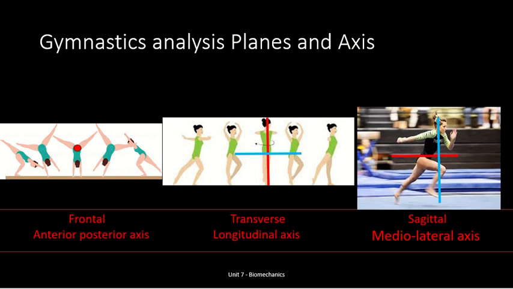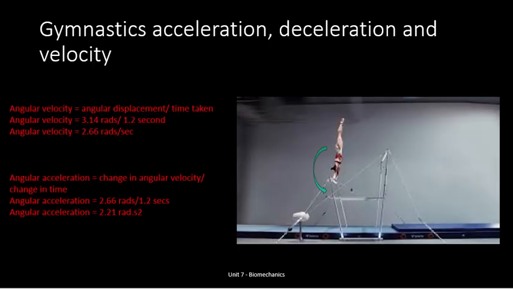And then moving on to acceleration, deceleration, and velocity. So the angular velocity in this example of the uneven bars, where the athlete is rotating around the bar in an anti-clockwise direction, the equation for angular velocity is angular displacement over time taken. So in this example, she would rotate 180 degrees or 3.14 rads in 1.2 seconds, which would therefore give an angular velocity of 2.66 radians per second.